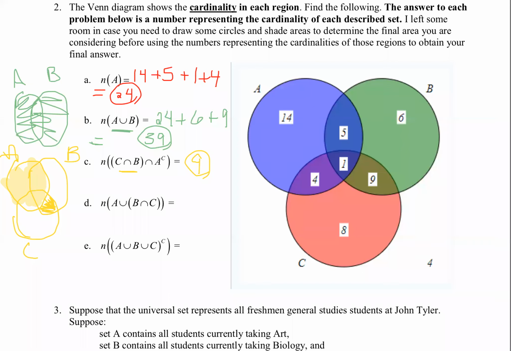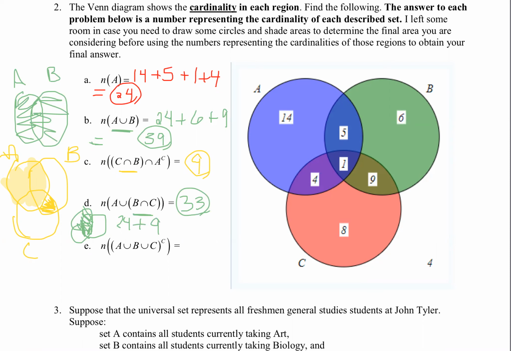Okay, and then if we keep going, I'm going to do another picture here. B intersect C is right here. And then union A means all of A. So it is A, and then where the others intersect. So it's 14 plus 5 plus 1 plus 4 plus 9. Okay, which gives us a total of 33. So it's the 24 in A plus the new 9 that are in that intersection.